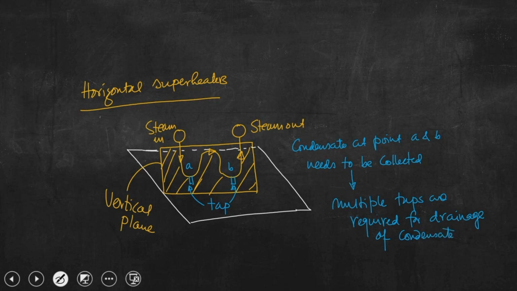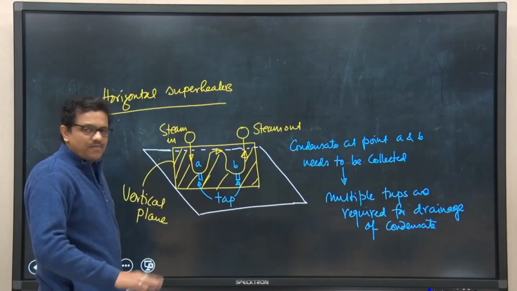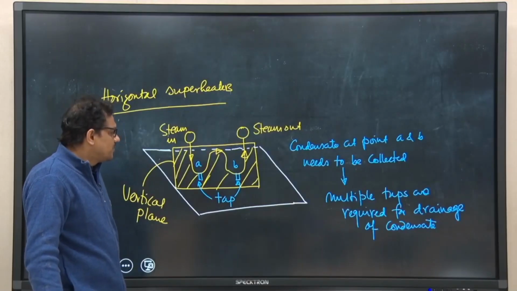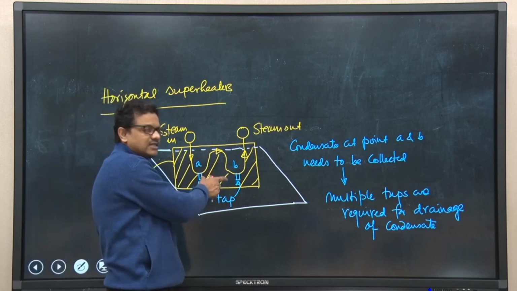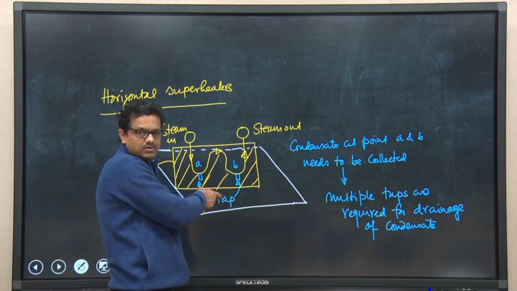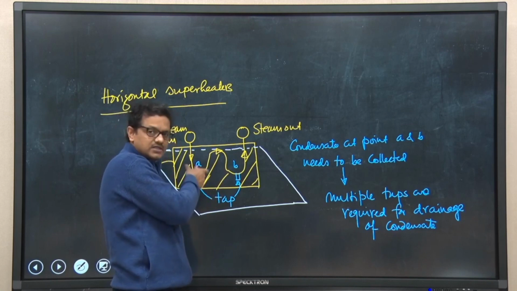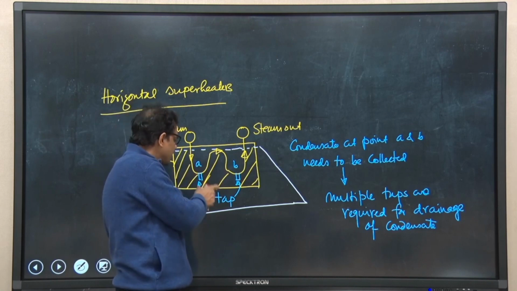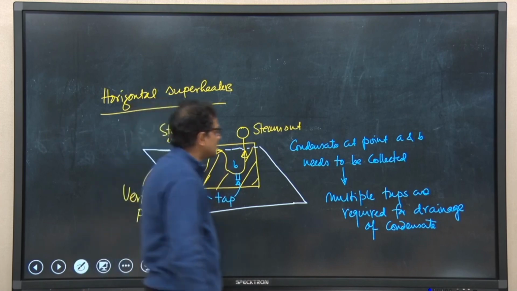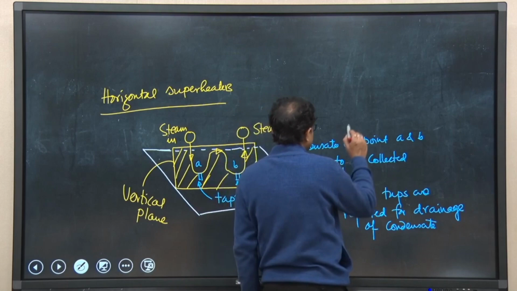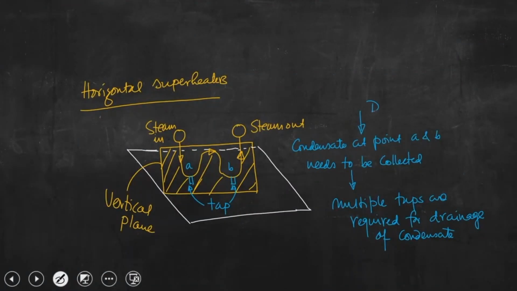This condensate should be collected on a regular basis to have proper functioning of the superheater. Because of this particular arrangement it is not so easy to take it out, but since we need to, we should have multiple taps. So, this is the disadvantage of this particular type.